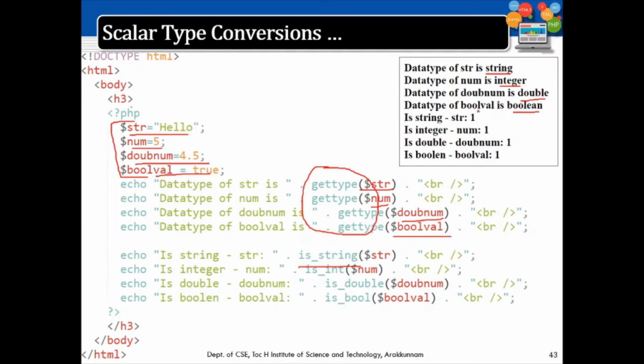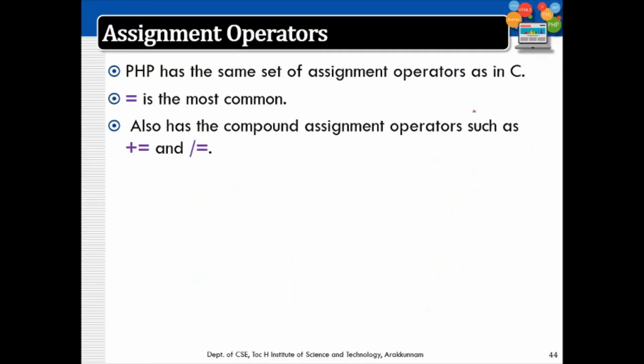Then using the second type of function, is_string will be returning 1, that means it is a string. So is_int, again it is 1, is_double, this is a double value, again 1, and is_bool will be 1. So 1 indicates a true value. So these are the two ways in which we check for the data type of a variable in PHP.